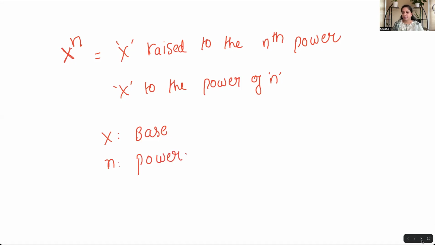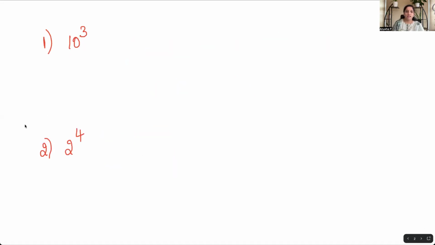Let's discuss a few examples. The first problem here is 10 to the power of 3. The 10 is the base and the power is 3. So because it is 10 to the power of 3, you're writing 10 3 times and then you will multiply. Okay. So 10 times 10 is 100. 100 times 10 is 1000.